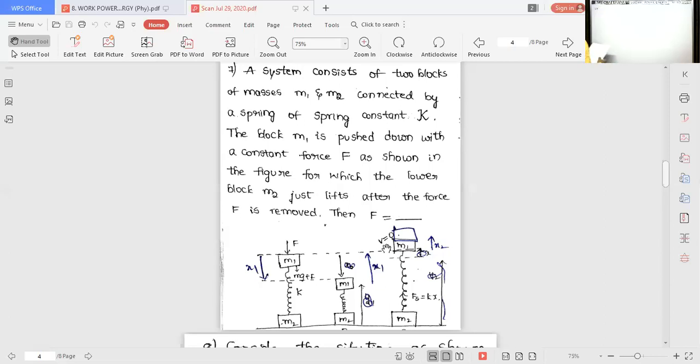Example, how many problems were completed yesterday? How many example problems were completed yesterday? Okay, it is the next problem.